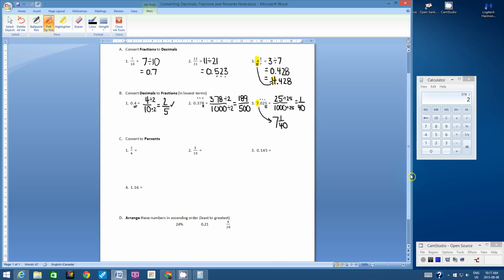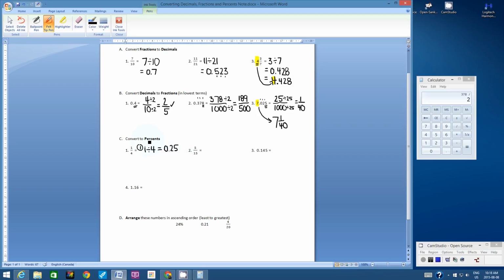Let's go on to section C, converting to percents. Okay, so when we start with a fraction, we have 2 steps. The first thing we're going to do is convert the fraction to a decimal. So let's just put a little 1 here for step 1. So 1 divided by 4. We're going to use the skills we learned in section A, converting a fraction to a decimal. So 1 divided by 4, if you check on your calculator, or if you can do that mental math, is 0.25. Okay, so that's step 1. We made the fraction into a decimal.